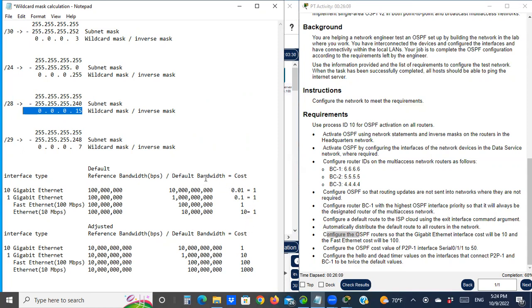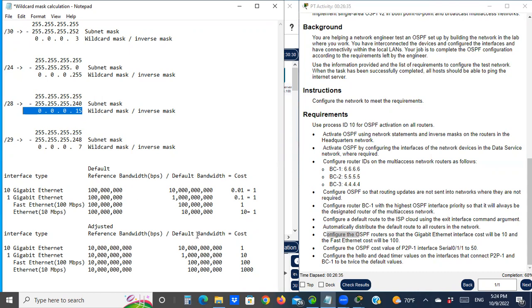So let's look at the content of the formula. First, we look at the default bandwidth. Default bandwidth actually is the actual interface bandwidth. These numbers are based on the interface type. So each type of interface has its own default bandwidth. It's constant.